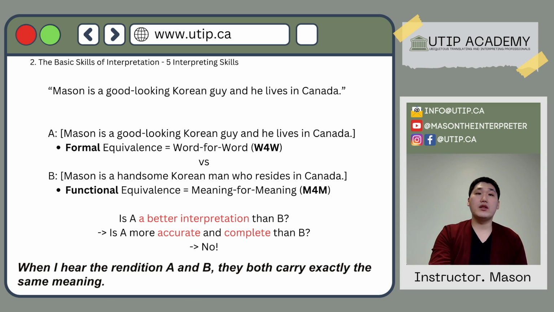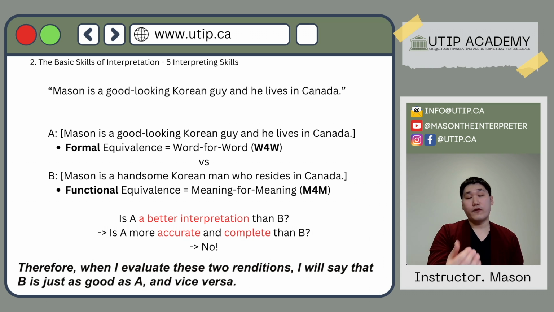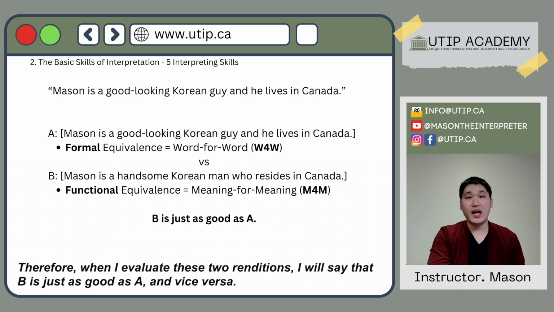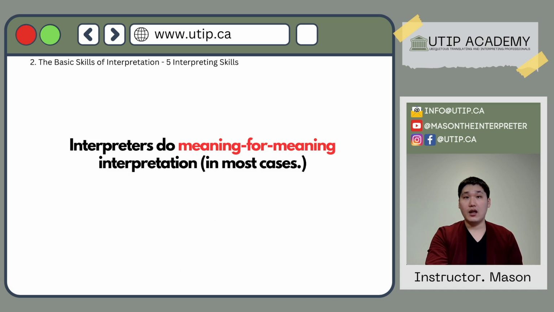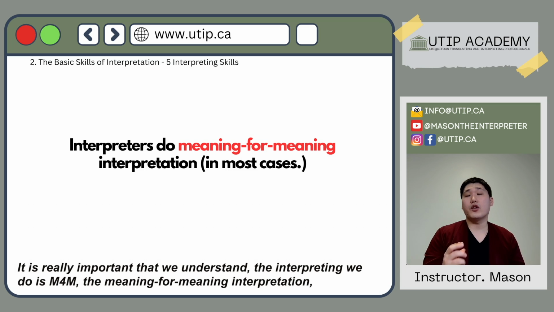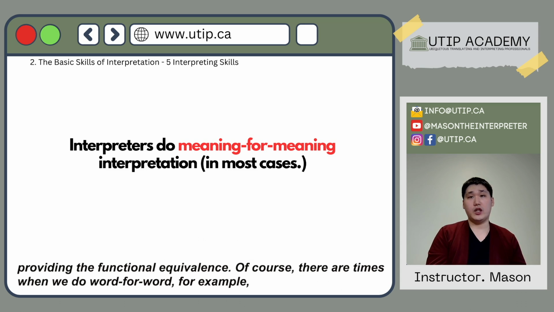When I hear the rendition A and B, they both carry exactly the same meaning. Therefore, when I evaluate these 2 renditions, I will say that B is just as good as A, and vice versa. It is really important that we understand the interpreting we do is M for M, the meaning for meaning interpretation, providing the functional equivalence.